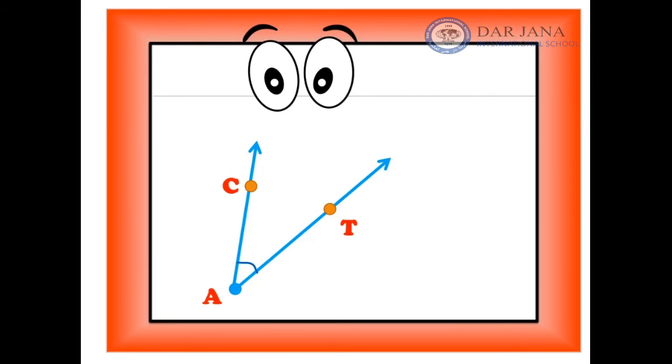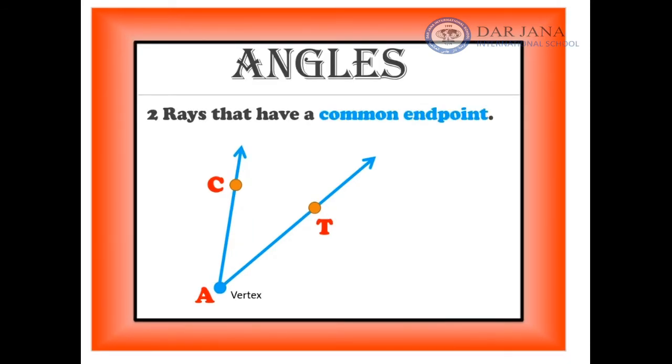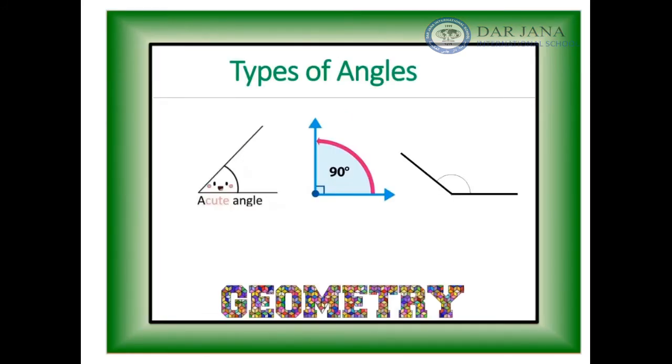But for example, if I have this one ray and this another ray, can they form an angle? No, because each ray has its own end point. So to make an angle, it should have what? The same end point. As we said before, angles are made up of two rays that have a common end point.